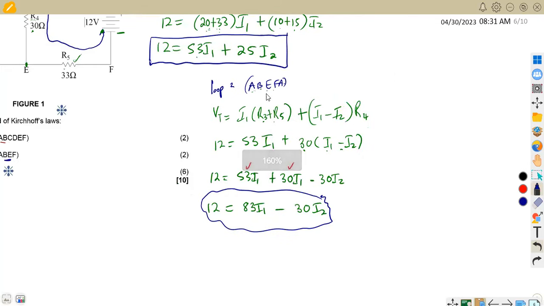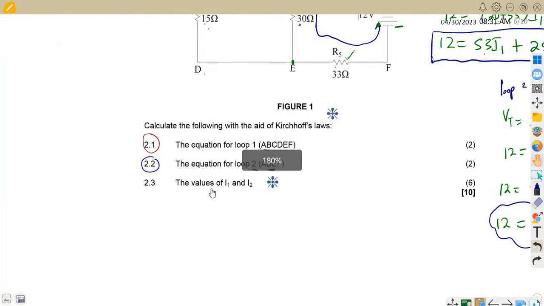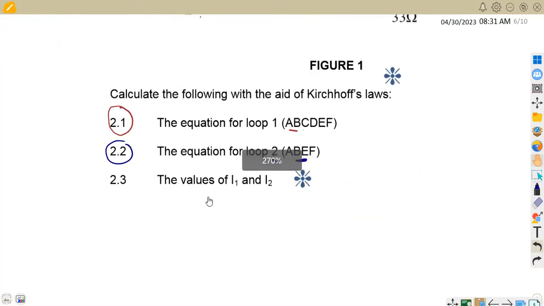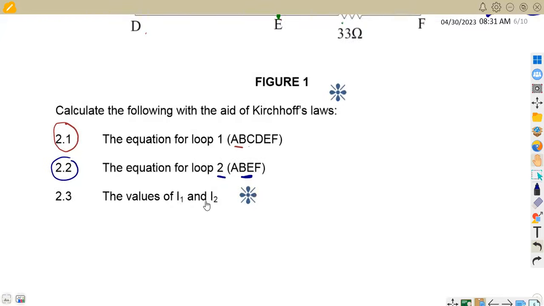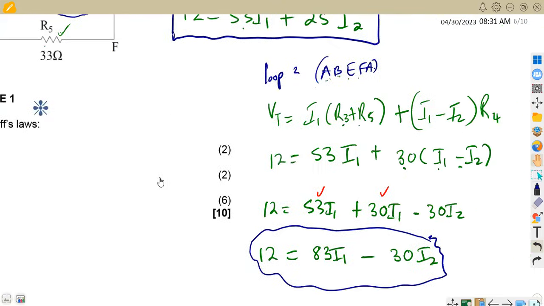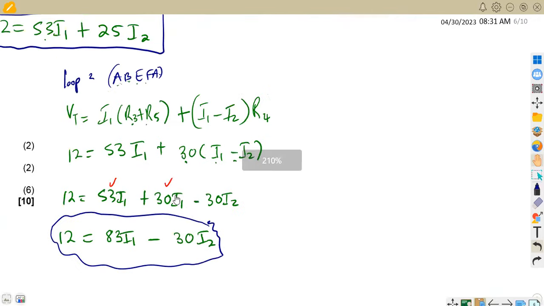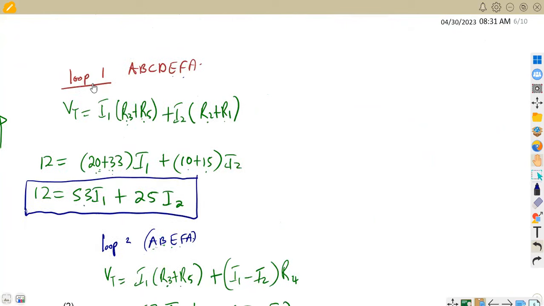The loop was given as A, B, E, F, A. From this part that we are given, we are now asked to solve or to calculate the values of current I1 and I2, which is 6 marks. So how are you going to attempt this typical question? From the equations that you formulated, we've got our first equation from loop 1, which is this part that we formulated.